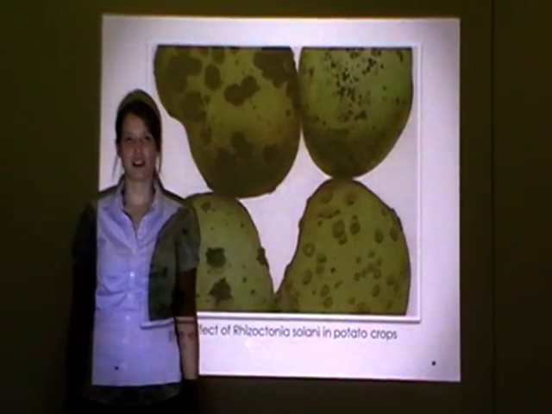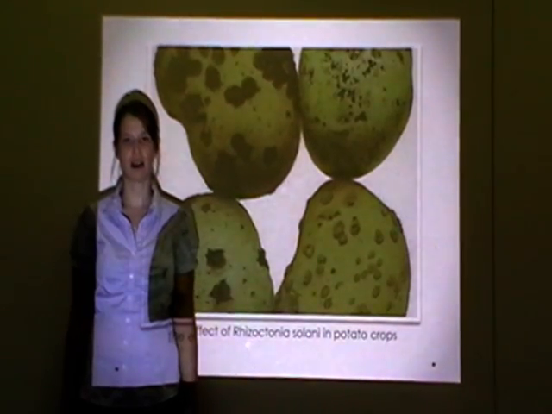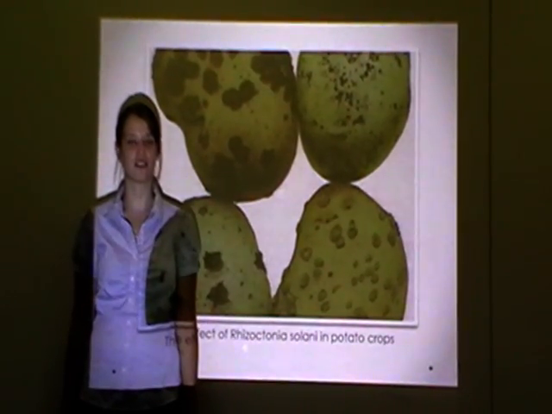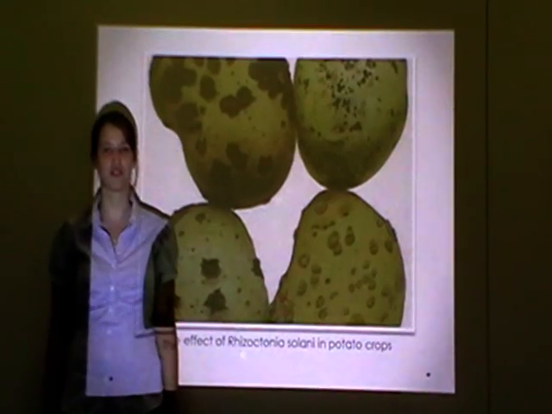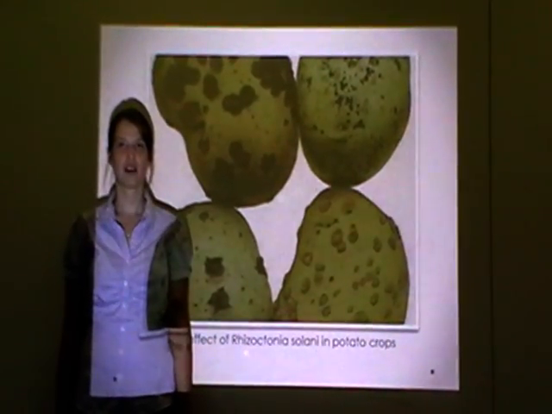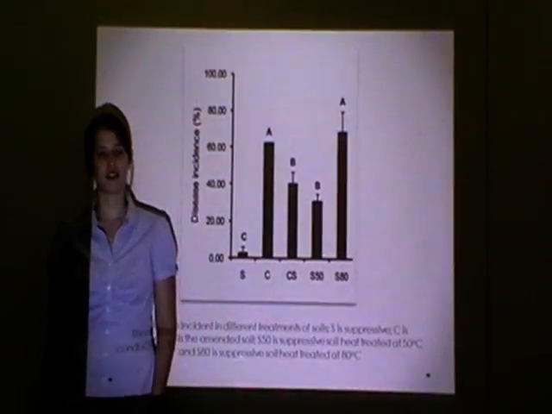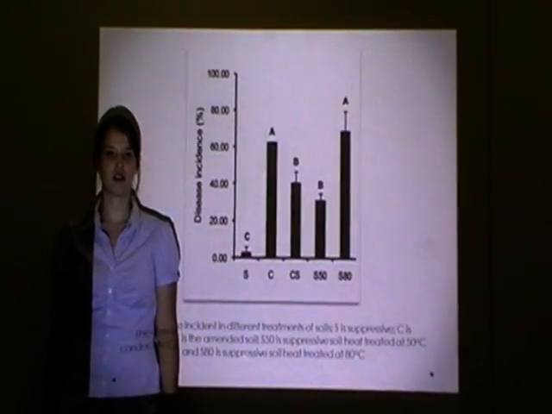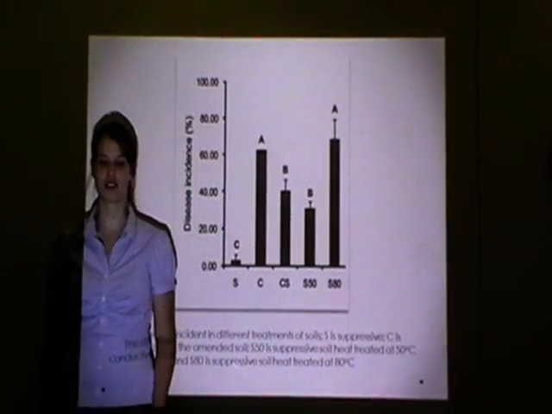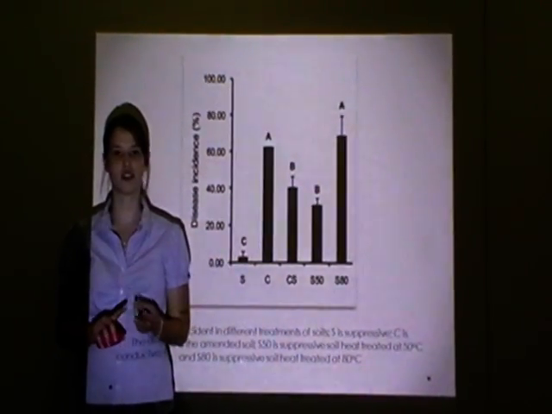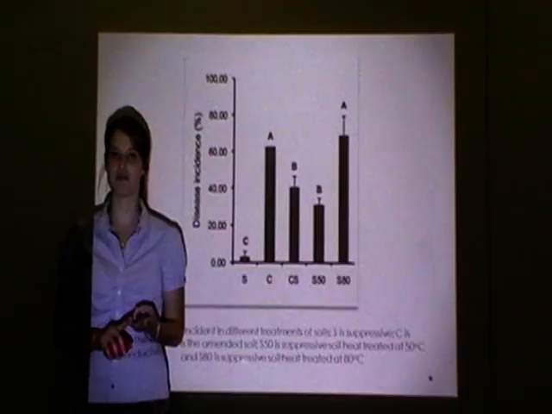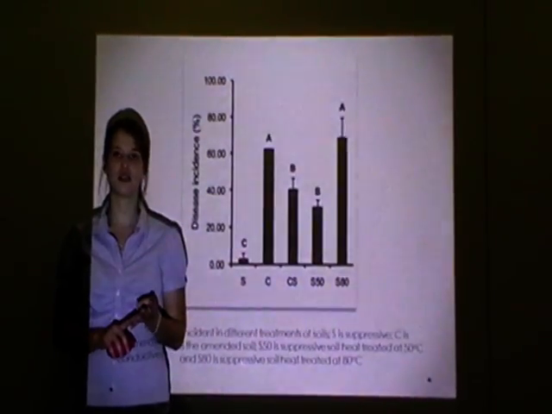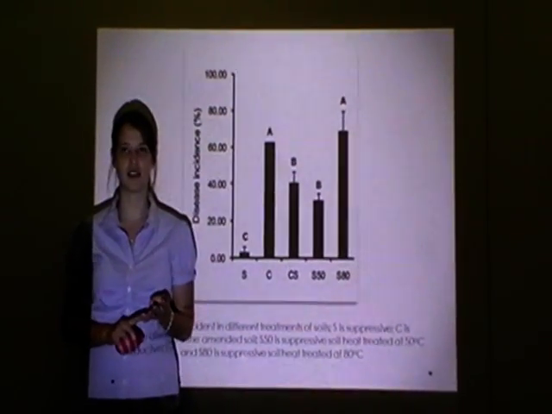The aim of this study is to identify the bacteria and its genes associated with a soil suppressive to R. solani. A soil suppressive to R. solani was found in the Netherlands. The authors then prepared 5 soil treatments: suppressive, conducive, soil amended with 10% suppressive soil, and soils heat treated at 50 and 80 degrees Celsius.